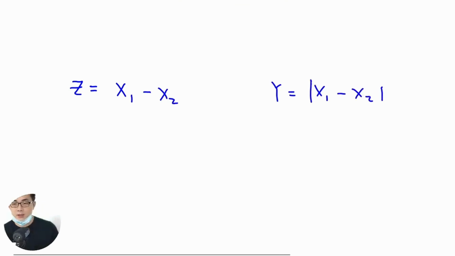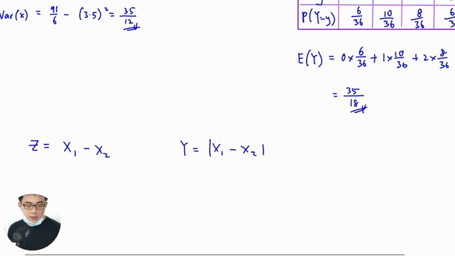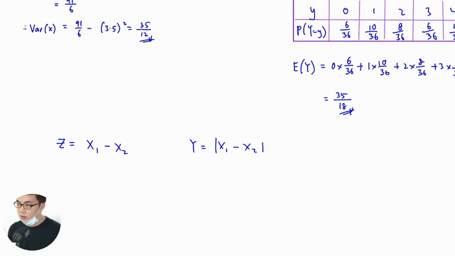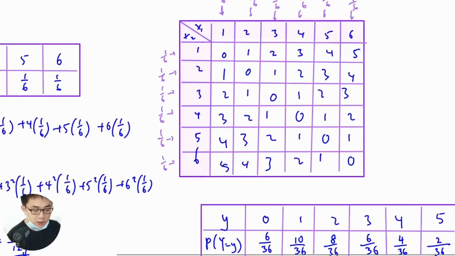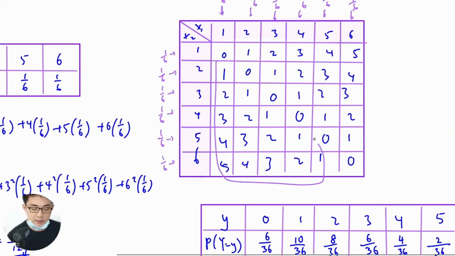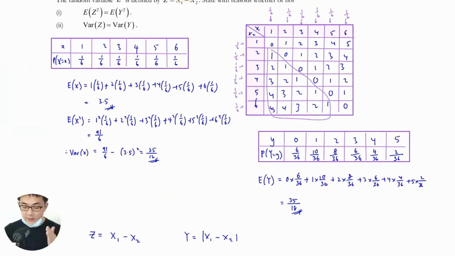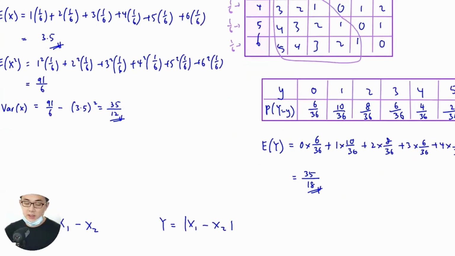So what I'm saying is, can you imagine that if you take X1 minus X2 without the modulus, all these here would be negative? All these will be negative on this side, because here X1 is smaller than X2. So for your Z distribution, you have from -5 to 5, just that the chances are being split. So this one will be half.